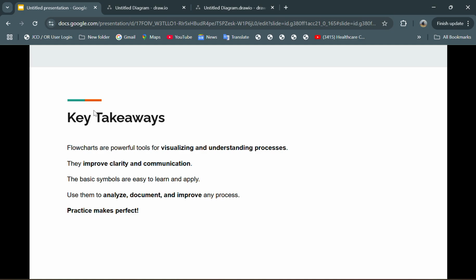Use them to analyze, document, and improve the process. And if you continuously draw flowcharts, practice makes perfect. It will be very important if you are working as a business analyst, and if you need to understand some systems, to work with flowcharts.